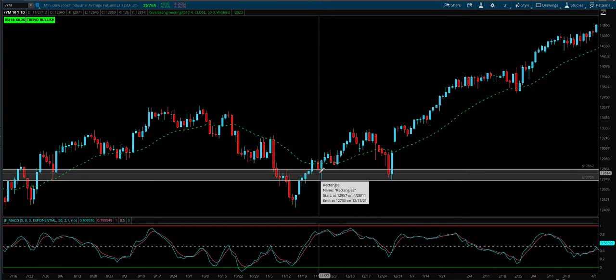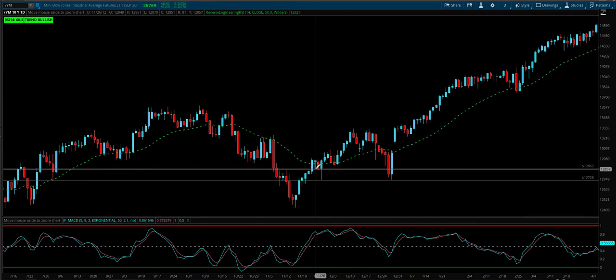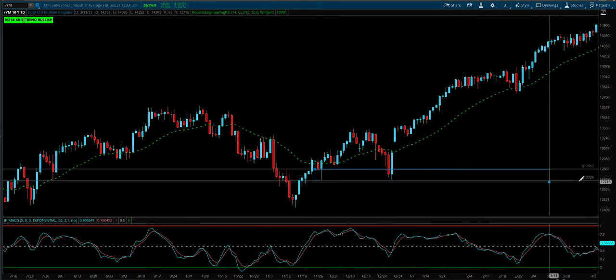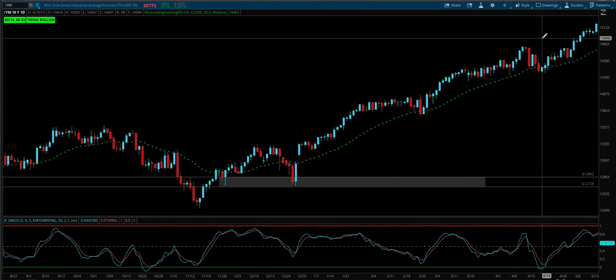So if you didn't have this one here, you would have just created one right here yourself. So okay, this is the next zone. Comes down here, it's going to bounce, and there you have it.